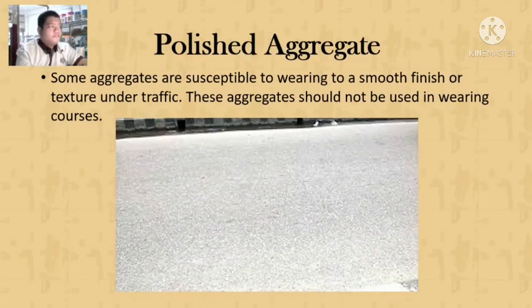Polished aggregate. Some aggregates are susceptible to wearing to a smooth finish or texture under traffic. This aggregate should not be used in wearing courses. If the aggregate polishes, the surface roughness must be restored.